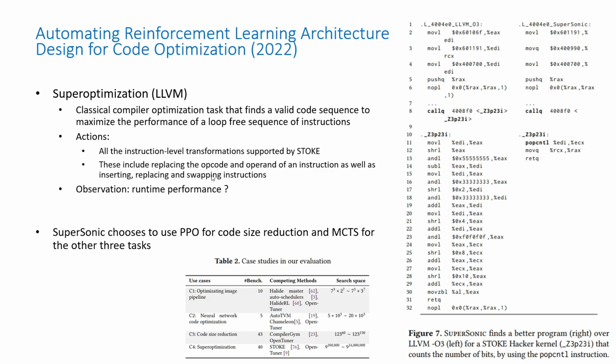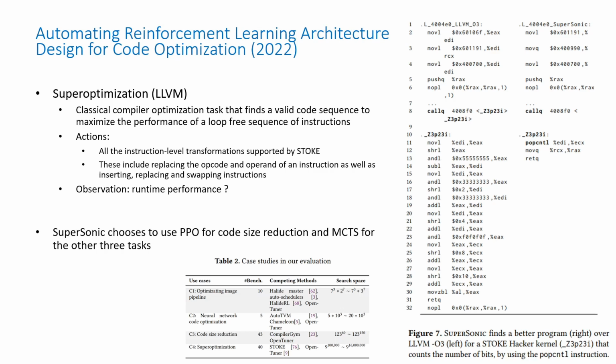kernel. So the actions are going to be all the instruction-level transformations supported by STOKE, and this includes replacing the opcode or operand of an instruction, as well as inserting, replacing, or swapping instructions. And they didn't mention the observation, but I assume it could be runtime performance.